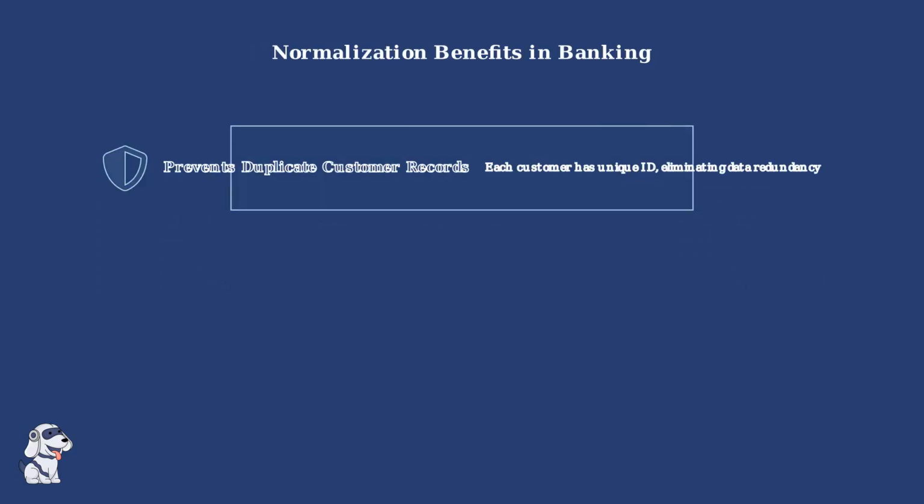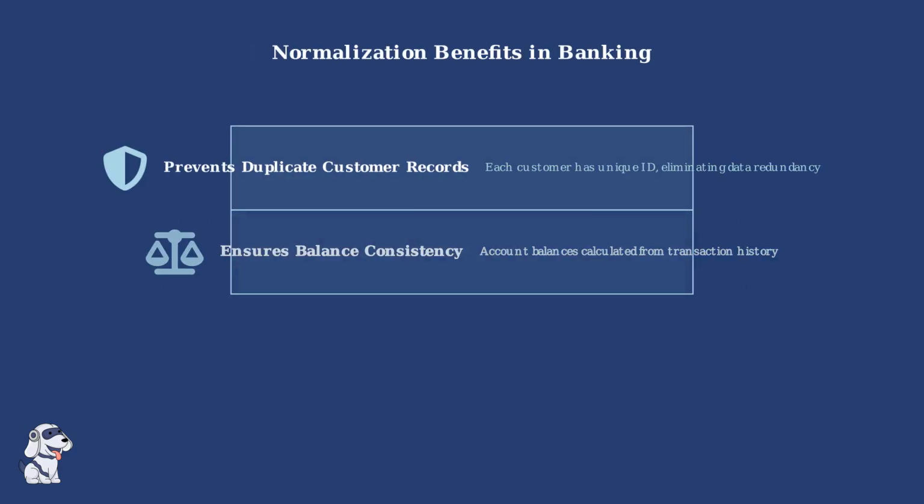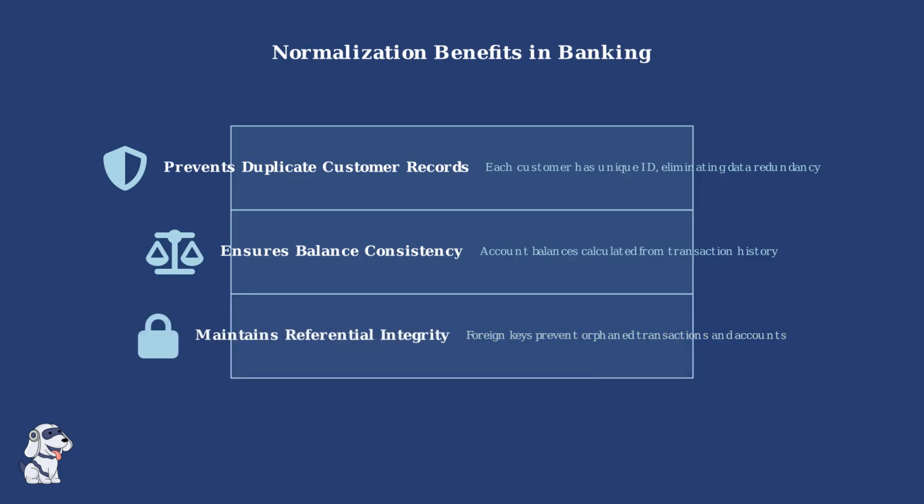Normalization provides critical benefits for banking systems. It prevents duplicate customer records by enforcing unique identifiers. Account balances remain consistent because they are calculated from normalized transaction data. Referential integrity through foreign keys ensures no orphaned records exist, maintaining data reliability.